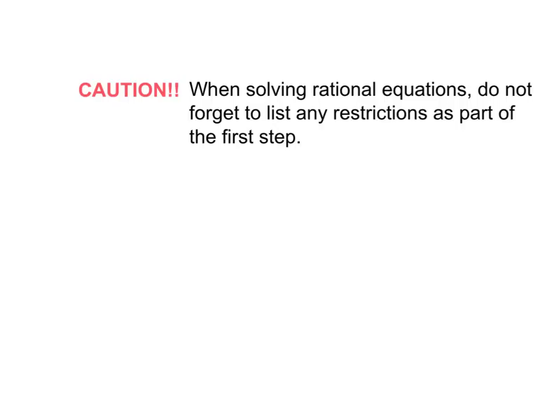And again, you're not allowed to divide by 0. So you want to do this first, because by the end of the equation you may forget about the restrictions at all, because you're canceling all the denominators. So you just make sure you do that first, and I'm going to go over those when we do our examples.